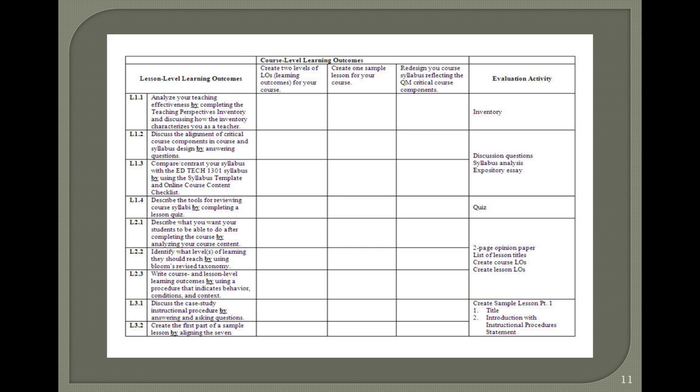For example, the first learning outcome for lesson 1 is that participants will analyze their teaching effectiveness by completing an inventory. The learning task for this outcome is shown on slide 8 and reads, "You must complete the Teaching Perspectives inventory located at teachingperspectives.com." The evaluation of this task involves scoring the inventory as shown in the evaluation activity in the chart on this slide. There's no audio on slide 12.